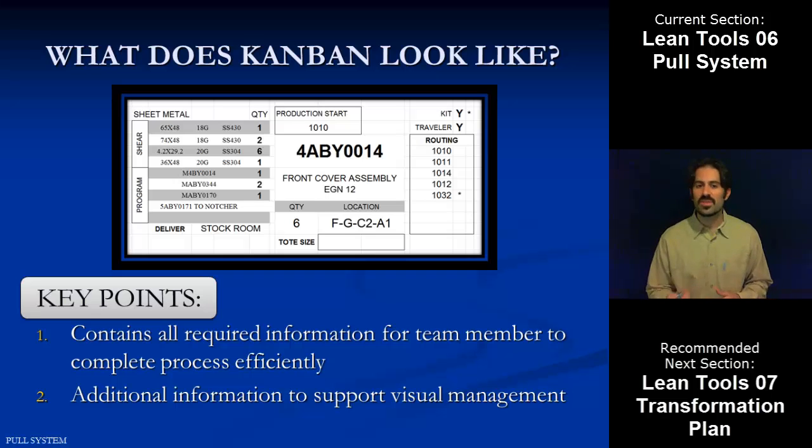The same thing for additional information supporting visual management. So a manager or supervisor can pick this up. With that routing information, they can say, well, this material should be here. Is it here? Is it not? What's my status? Normal or abnormal?